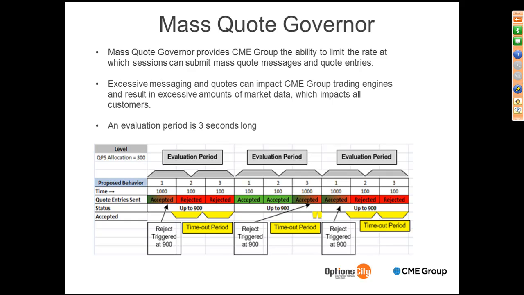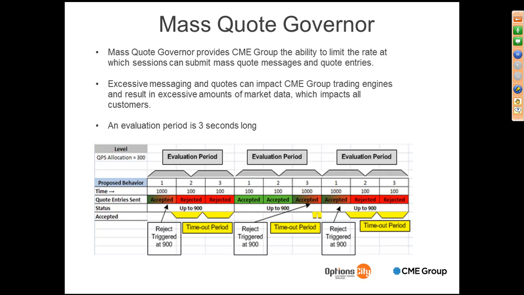On the fourth second, which is again a new evaluation period, you send 100 quotes the first second, which is accepted, another 100 quotes the next second, which is also accepted. But on the third second, you send out 1,000 quotes. So what happens is the first 200 is accepted, and then the rest is rejected, which is called the timeout period. And the same thing happens for the next evaluation period.